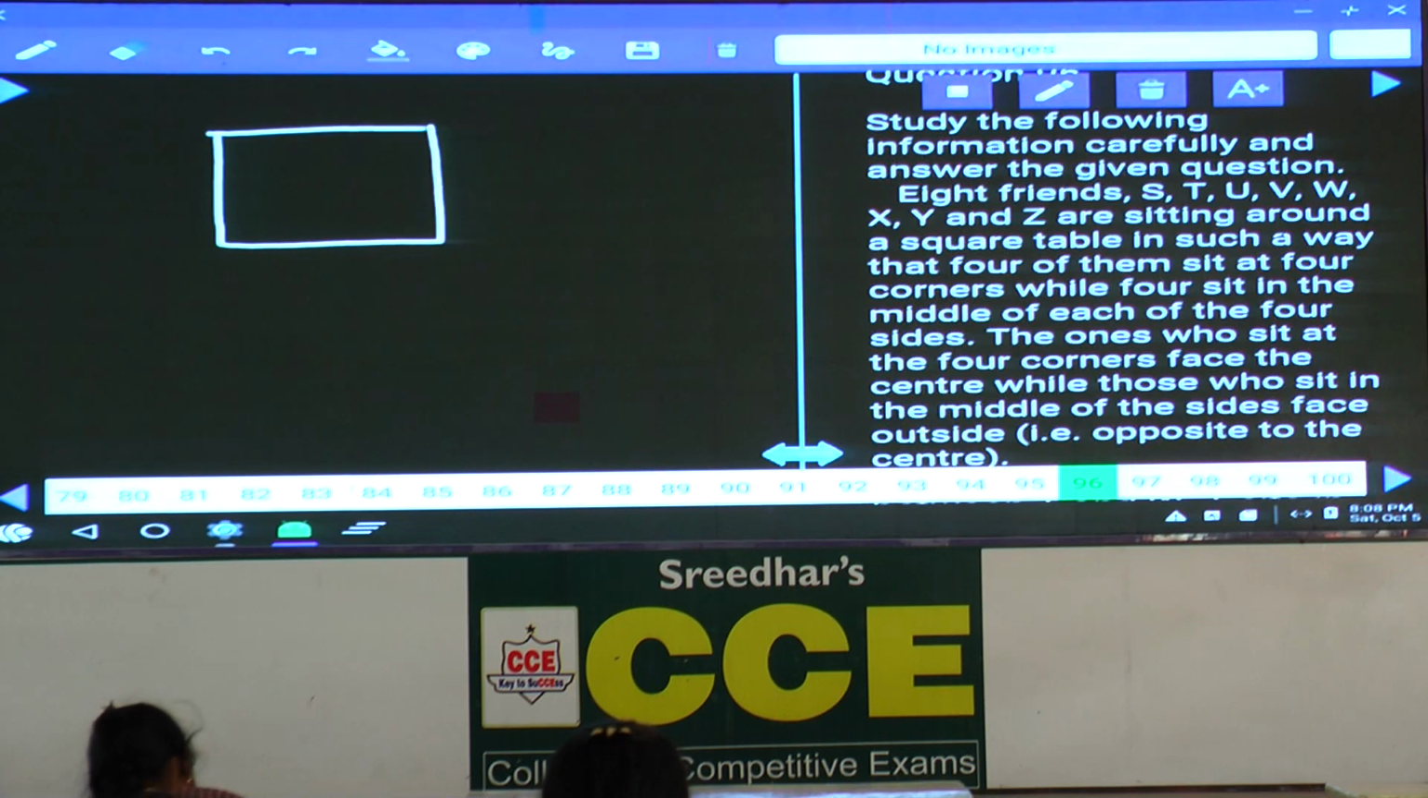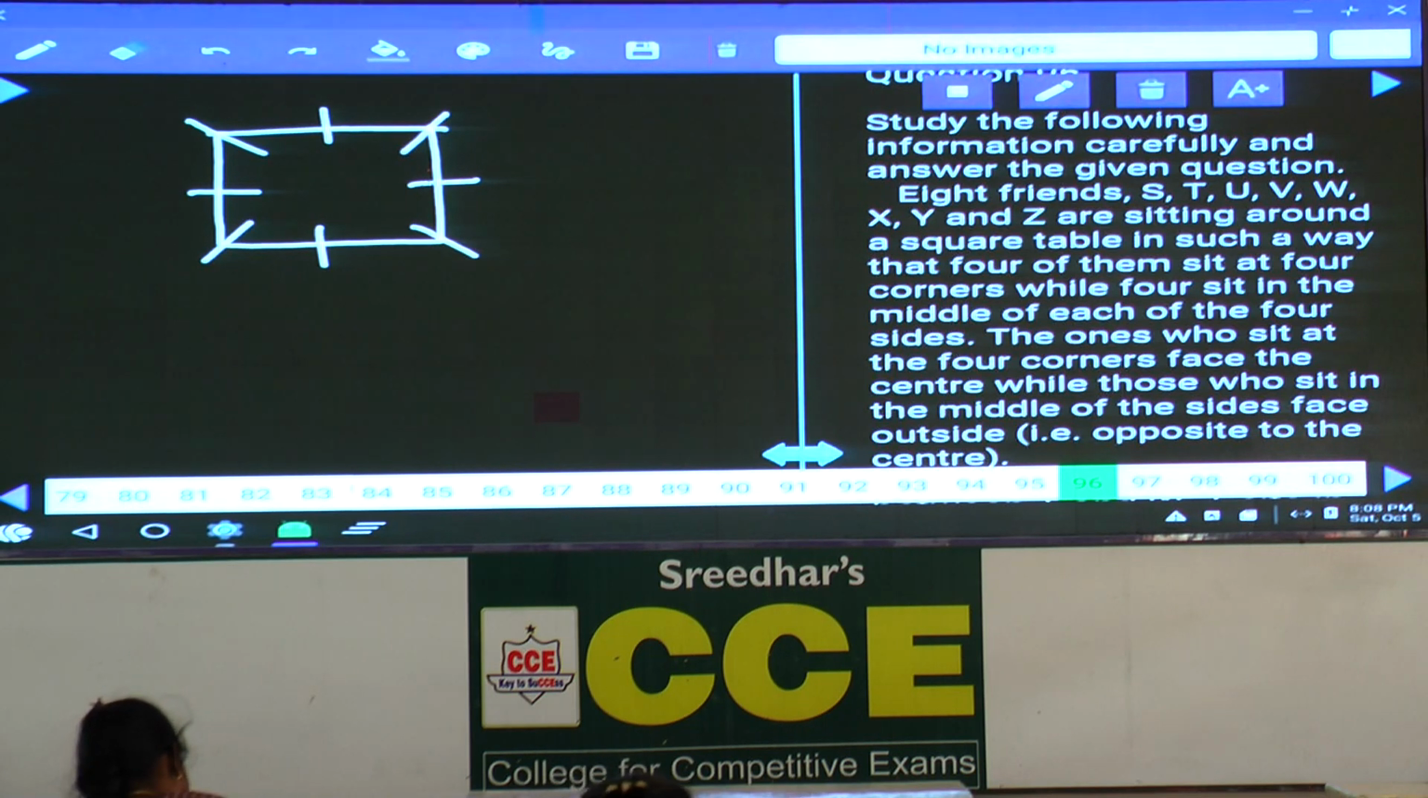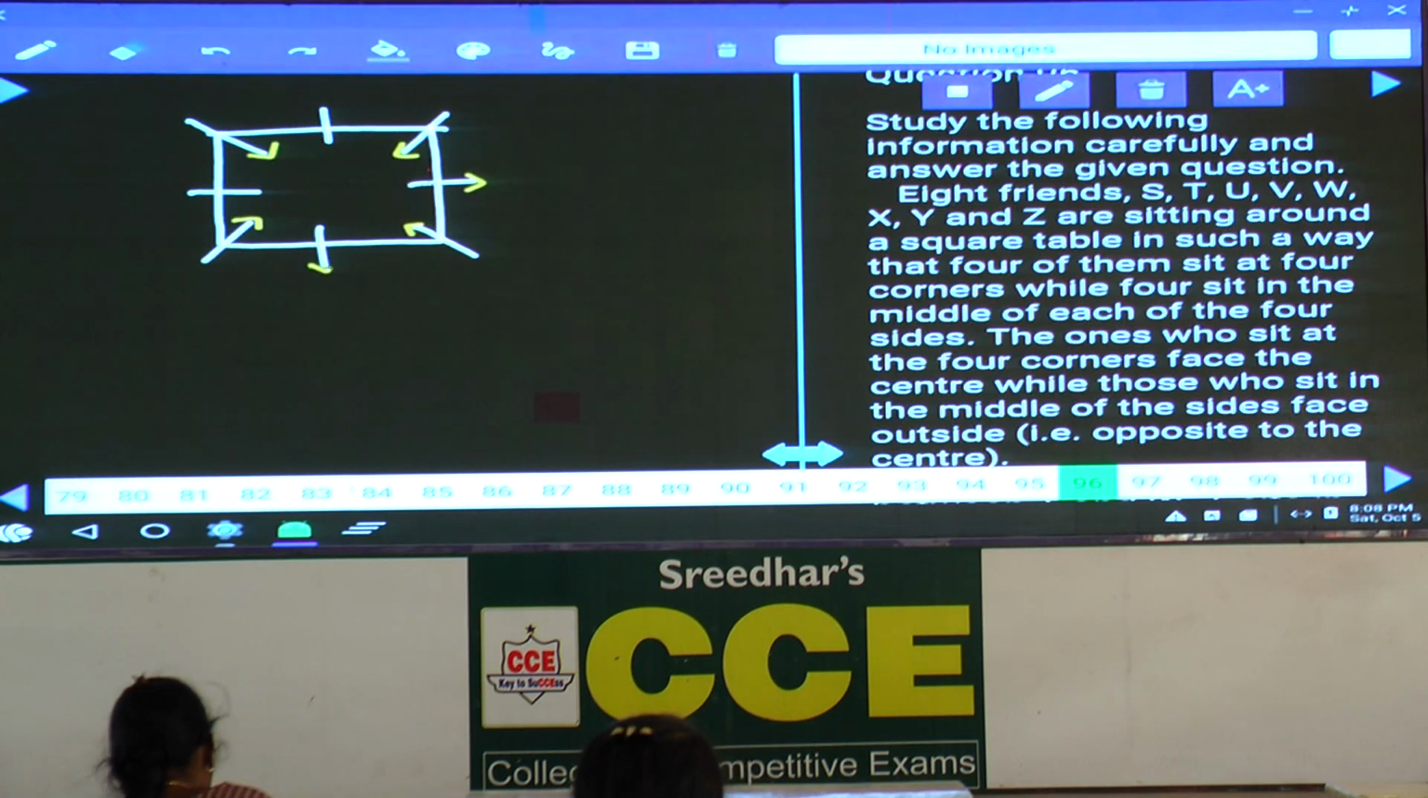Now these 8 persons are seated around a square table, positions 1, 2, 3, 4 and 5, 6, 7, 8. The 8 friends S, T, U, V, W, X, Y, Z are seated around a square table in such a way that 4 of them sit at the 4 corners, while 4 sit in the middle of each of the 4 sides. The ones who sit at the corners are facing the center, and those in the middle of the sides face outside, away from the center.